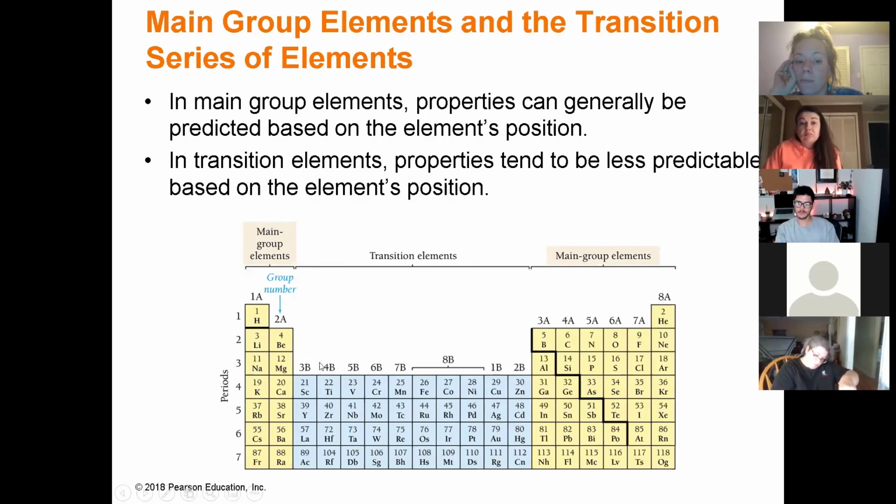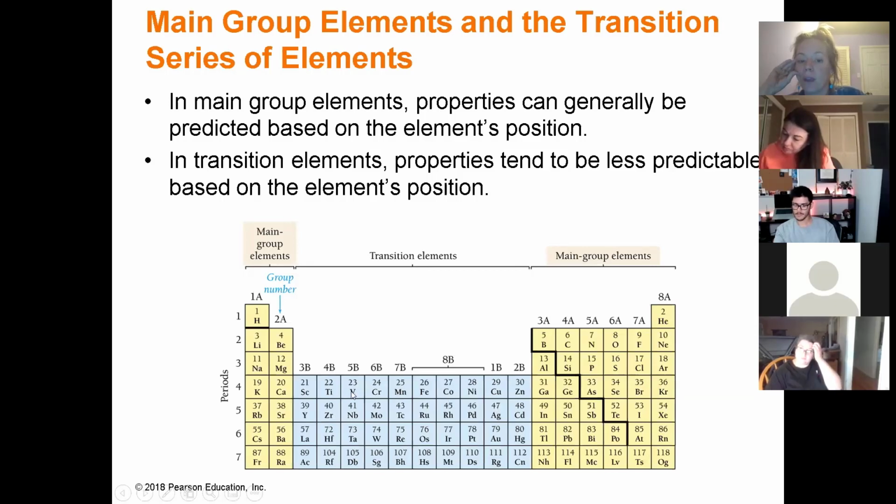These guys in the middle, where it's blue, and this also includes the lanthanides and the actinides, those are known as transition elements. And in transition elements, the properties tend to be a lot less predictable based off of where the element is positioned. So titanium and zirconium, just because they're positioned in this column doesn't mean it tells us anything about their particular properties. Whereas I know that oxygen and sulfur in this column are always going to do a very specific thing when they chemically bond. I have more variance here.